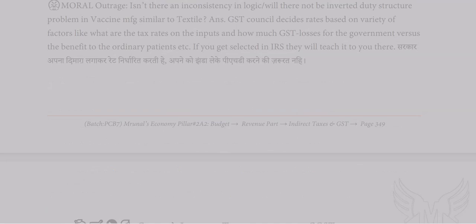Isn't there an inconsistency in logic? Will there not be an inverted duty structure problem in vaccine manufacturing similar to textile? Answer: the GST Council decides rates based on a variety of factors, like what the tax rates on the inputs are and how much GST loss for the government versus the benefit to the ordinary patients, etc. If you get selected in IIS, they will teach it to you there.